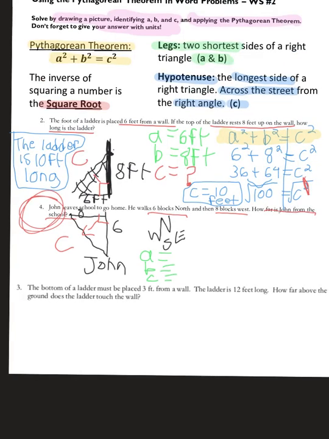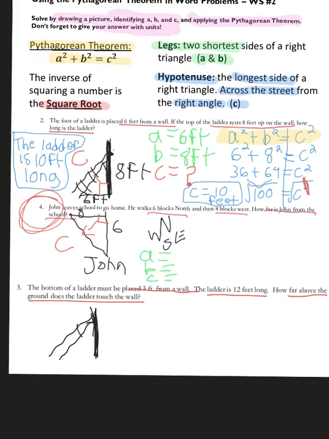All right, so here we go. Another one about a ladder. A ladder must be placed 3 feet from the wall. The ladder is 12 feet long. How far above the ground does the ladder touch the wall? So here we go. You're going to create your little scenario. So we have the wall and we have the ladder.